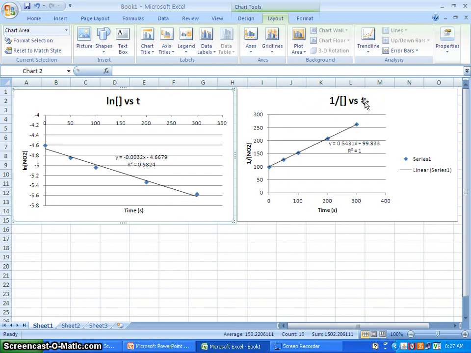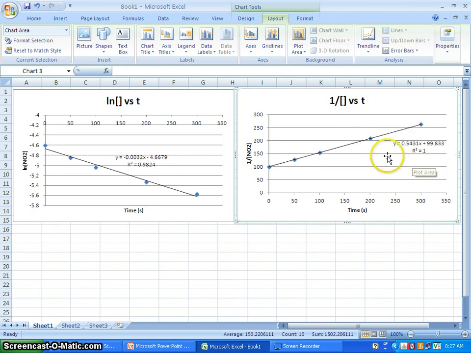Now, a couple important things to note. Again, these boxes we can delete. A couple important things to note. Since our reaction is second order, the slope of this line is our rate constant. So the rate constant for this reaction with NO2 is 0.5431.